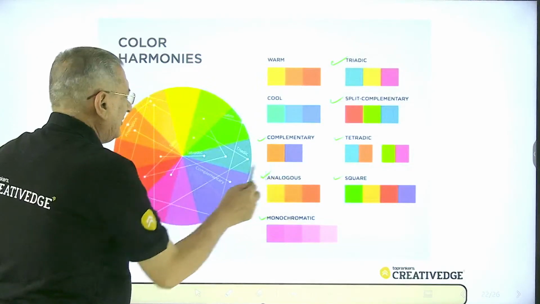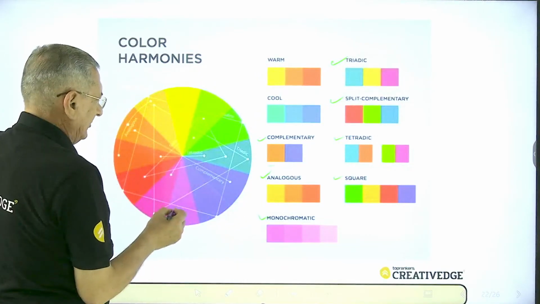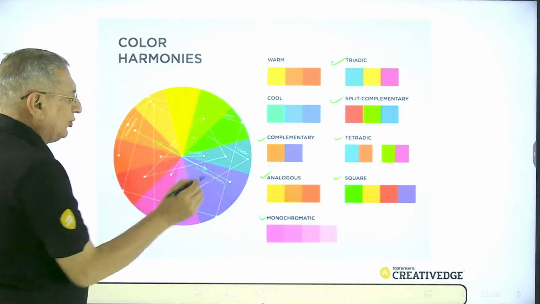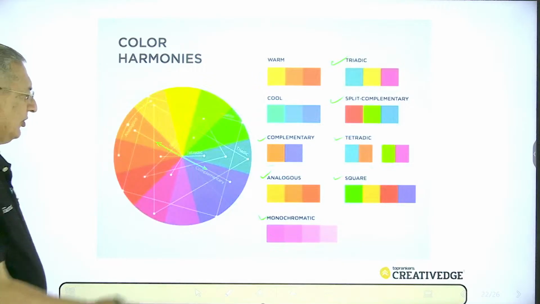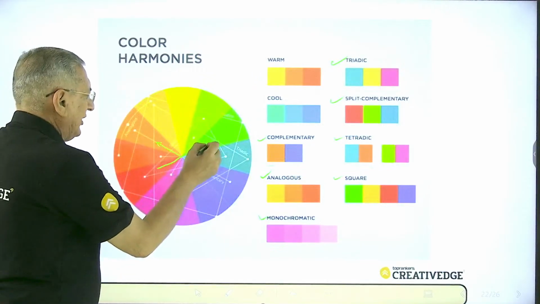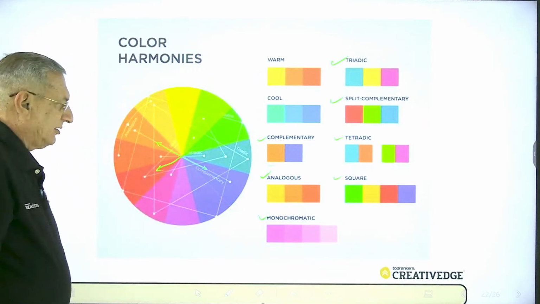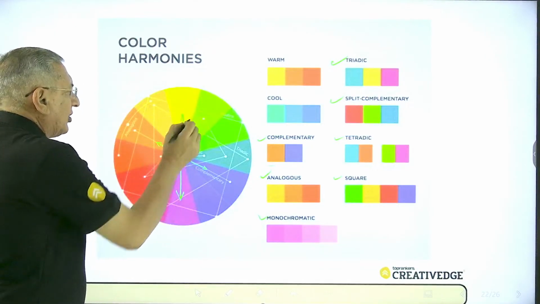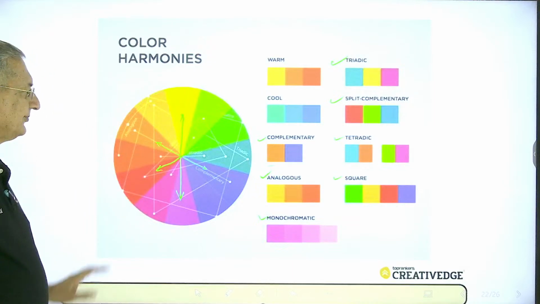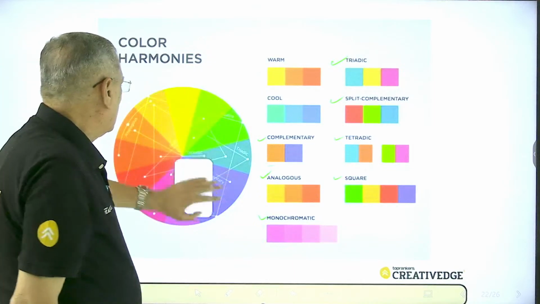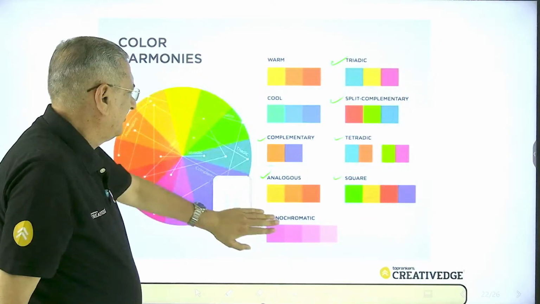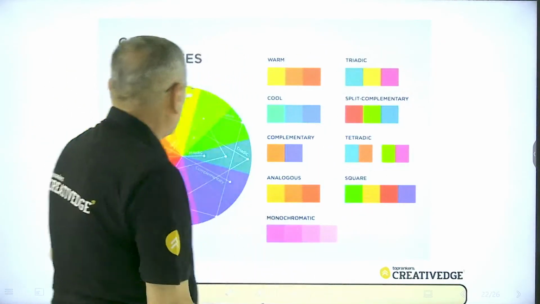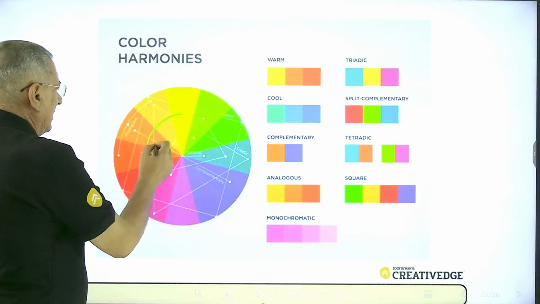Complementary colors, that means opposite colors on the color wheel. Given examples are orange to blue. Similarly, green to red or yellow to violet. These are all complementary colors. Analogous colors are three continuous colors on the color wheel.